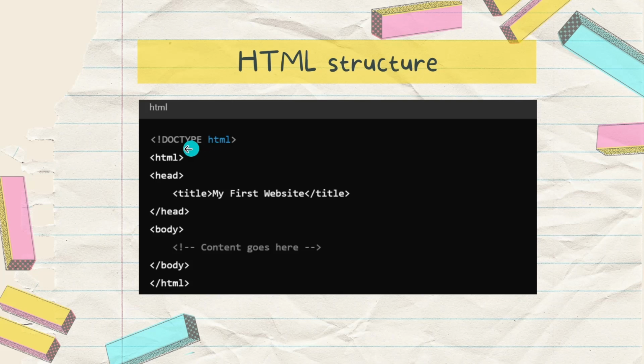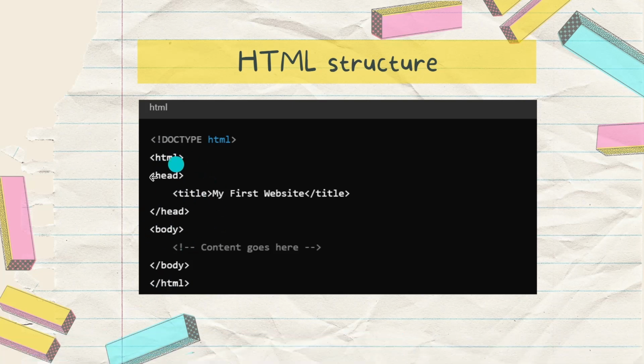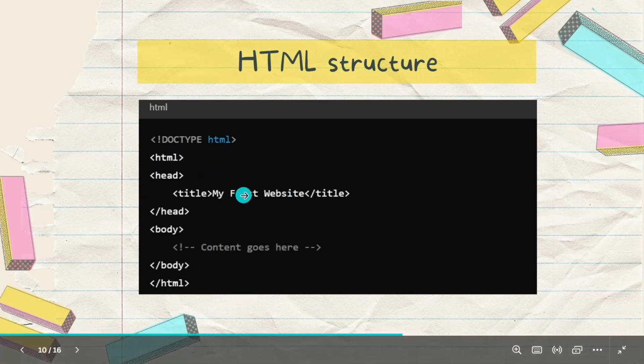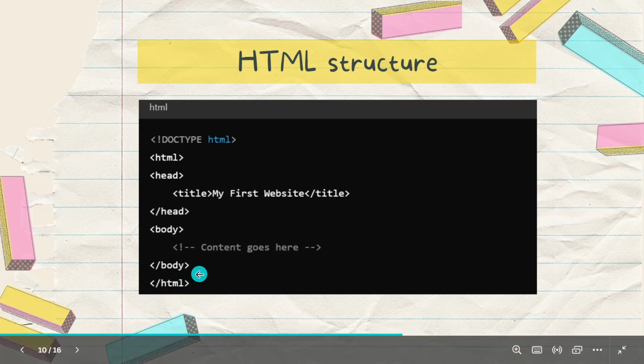Okay, so the next line of code here, we have html. This HTML tag, you can see at the end here, it's being closed. So this is the opening tag and this is the closing tag. The HTML tag opens the HTML document. It contains everything that makes up the web page. This closing tag closes the HTML document.